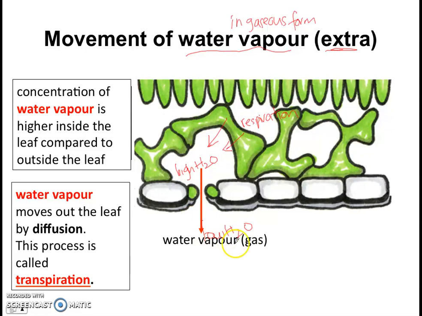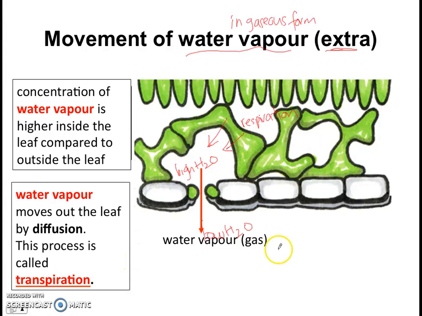As such, water vapor, which is a gas, moves out by diffusion. And this process has a special name. The diffusion of water vapor out of the leaf is called transpiration, right? A bit like your perspiration, sweating, but we call it transpiration in plants.